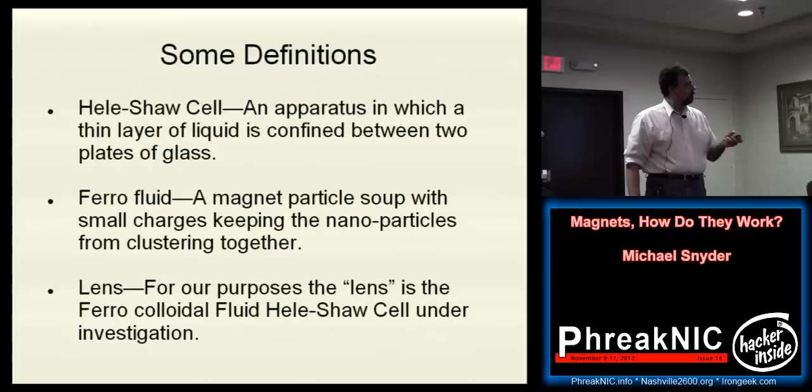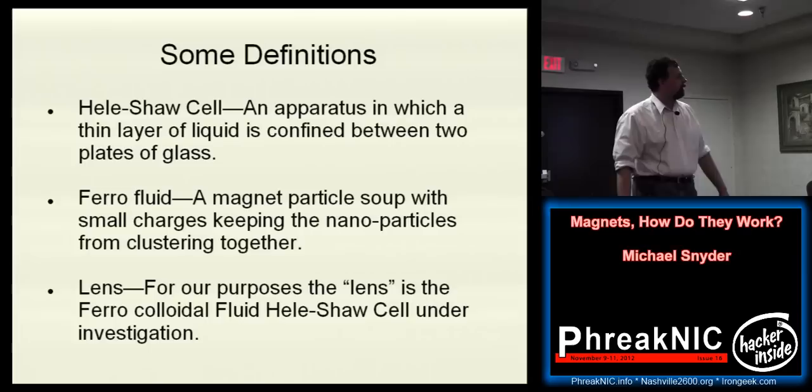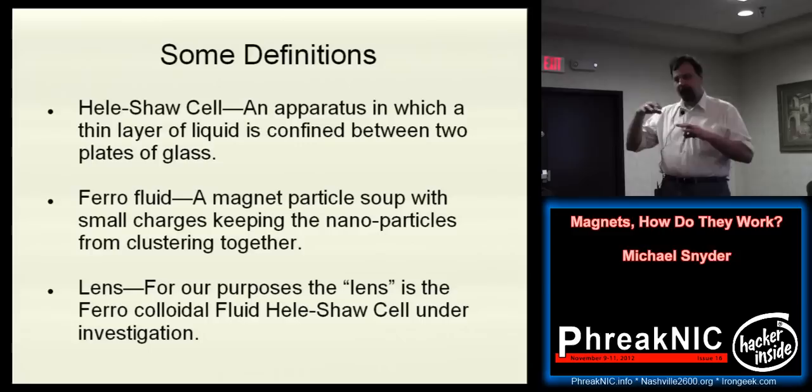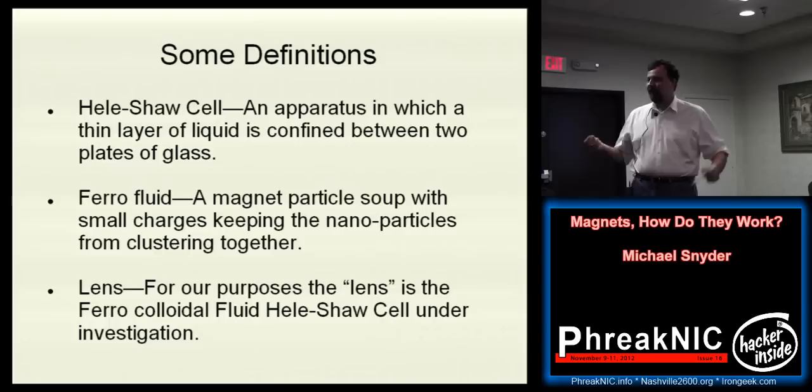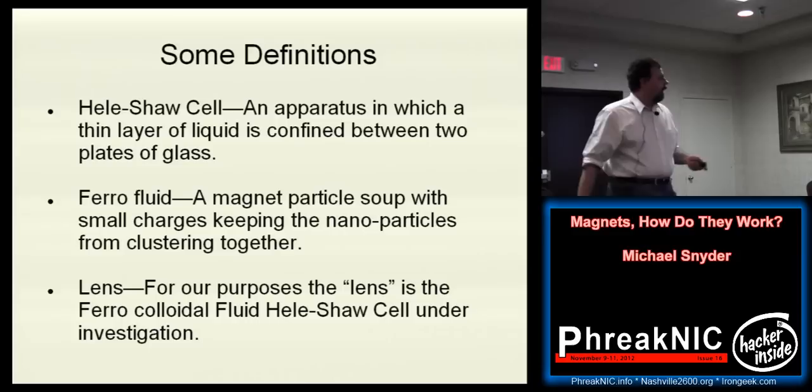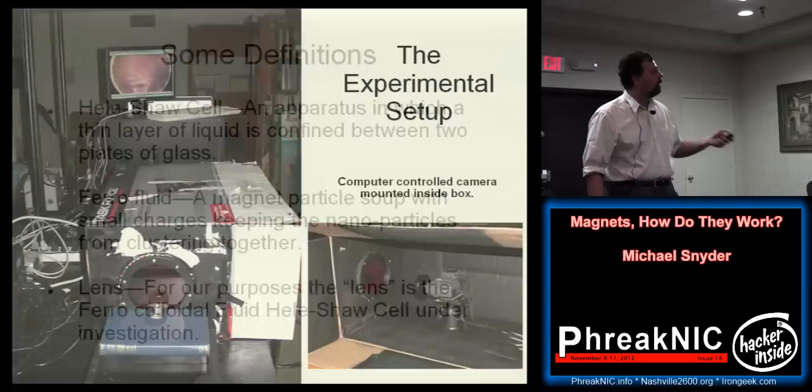This slide's from like 2006. I won't use this terminology anymore, but we'll go ahead and go with it. A Hele-Shaw cell is two pieces of glass with ferrofluid between them. The ferrofluid is just a bunch of dipoles inside a fluid, and it has electrostatic charges to stop them from sticking together. And the lens is basically my ferrofluid lens, which is what my company's about.